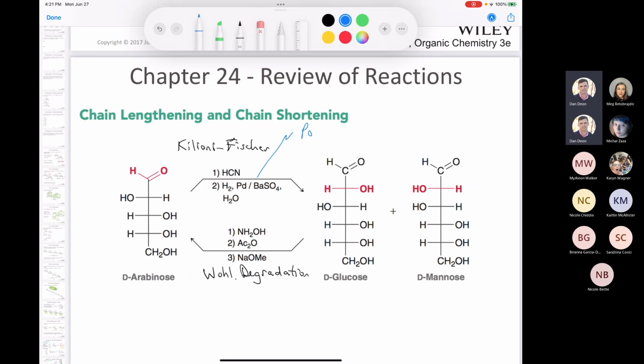So this is a type of poisoned catalyst, just like the Lindlar's, but a different structure for different reasons. The next one, the Volga degradation.